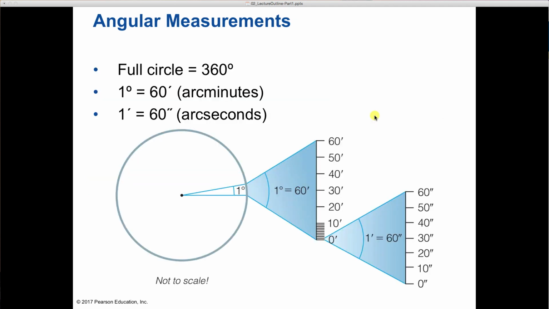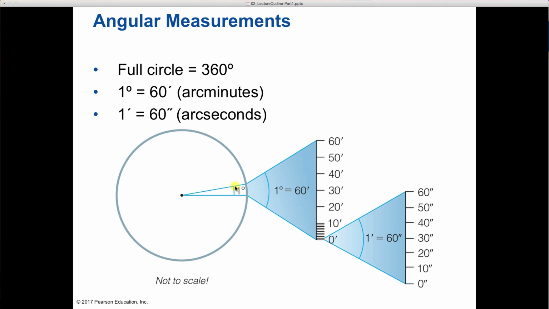So this gives you a little bit more information about angles. You've probably heard of degrees before, but you may not have heard of arc minutes and arc seconds. What a degree is, of course, is that there are 360 degrees in a whole circle. It's like a little tiny slice of pie. There are 360 little tiny 1-degree slices in a whole pie.